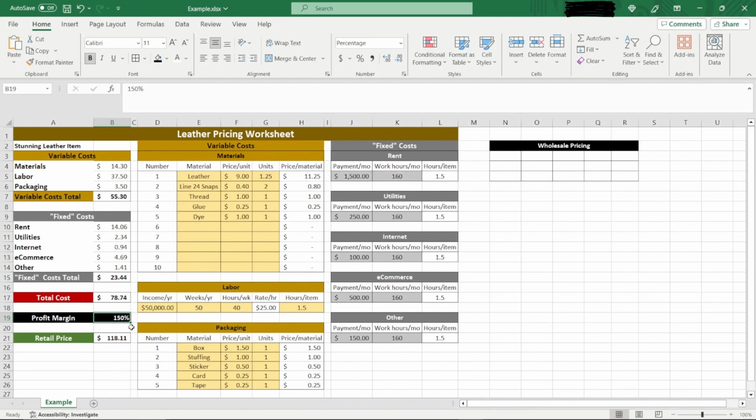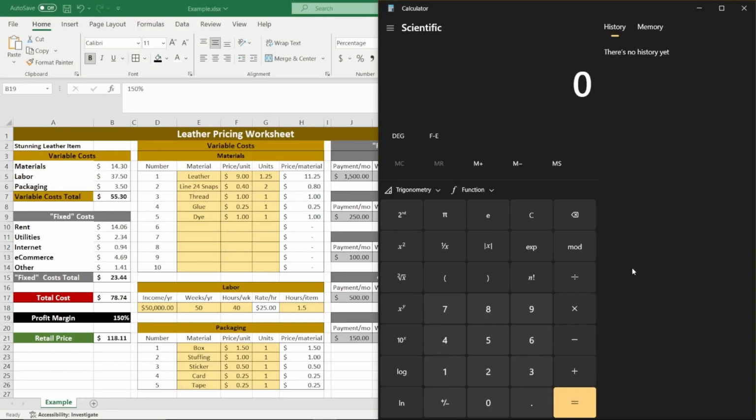A 150% right here means the maximum discount you can offer is 33%. If you offer a discount higher than that, you're going to start to cut into your total cost here. Let's pull up a calculator. Okay, let me show you how this works.